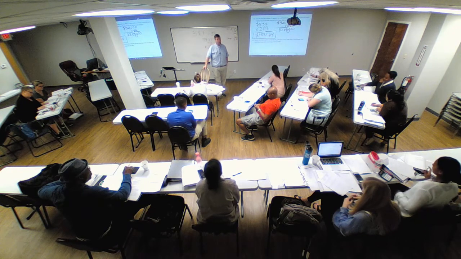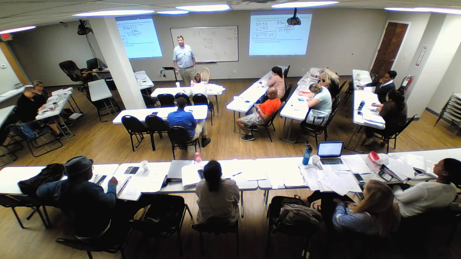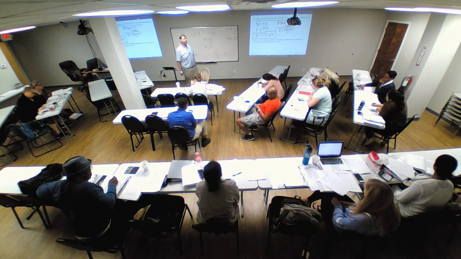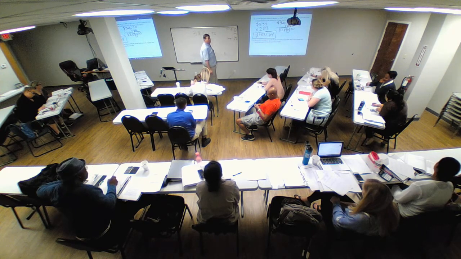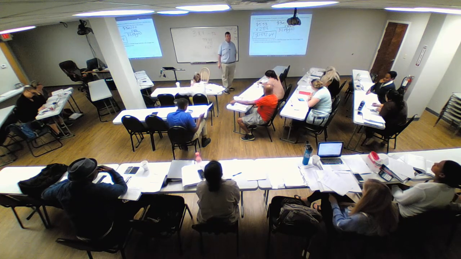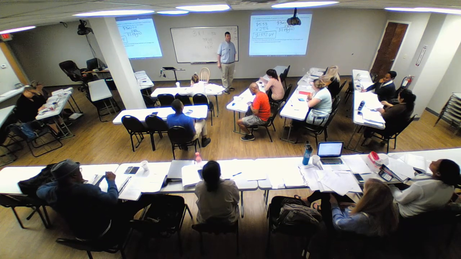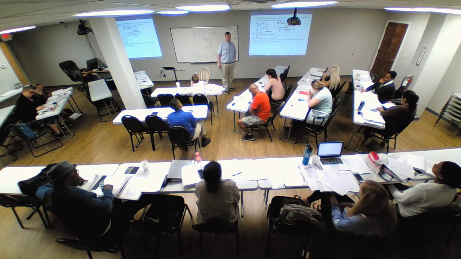So if I borrowed $288,000 at 5.25% for 30 years, my monthly payment will always be $1,592.64. Okay? Everybody good with that?